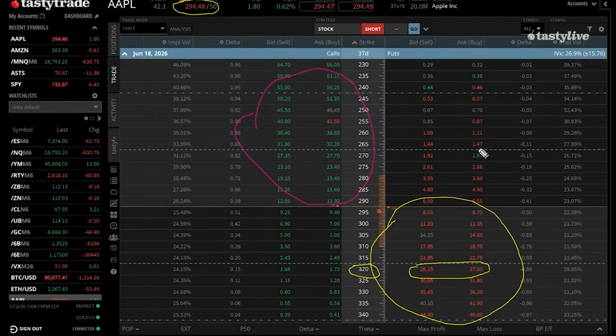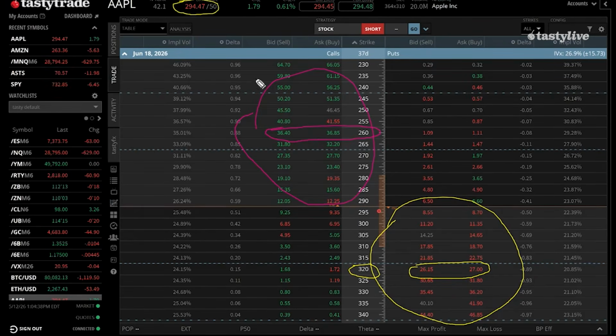Similarly, if I go to the call side, let's grab this 260 call, for instance. If I grab this 260 call, I can see this guy is in the money by about $34. And so $34 of this $36 and some change option quote that I see is intrinsic value. The remainder is extrinsic value.